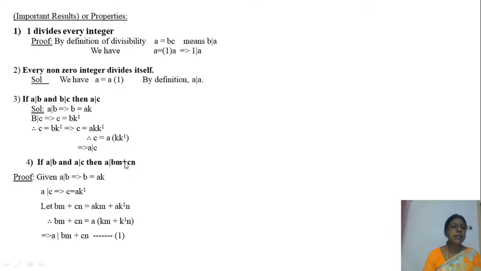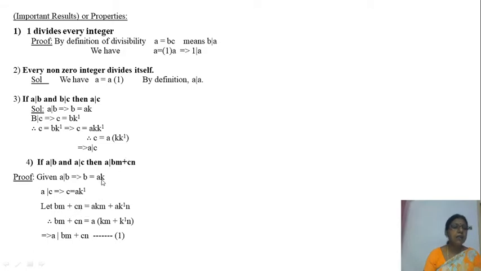Divides bm plus cn. You observe here, b divides a means a is equal to b into some integer. Our aim is to show that a divides bm plus cn, which means bm plus cn is equal to a into some integer. For that purpose, let this one be bm plus cn.